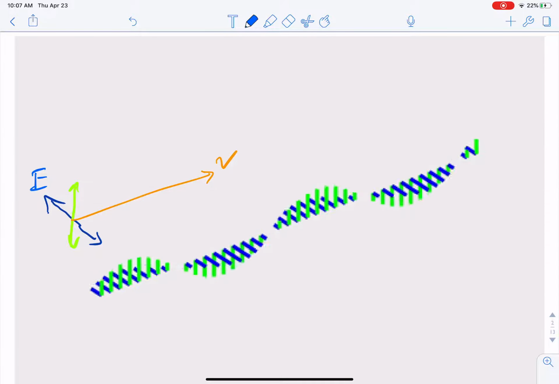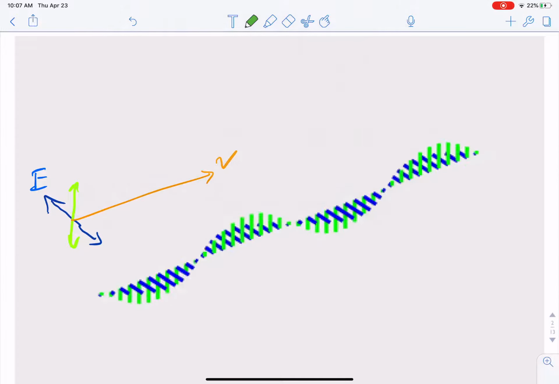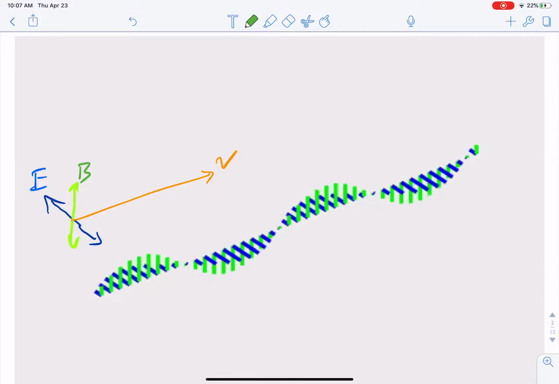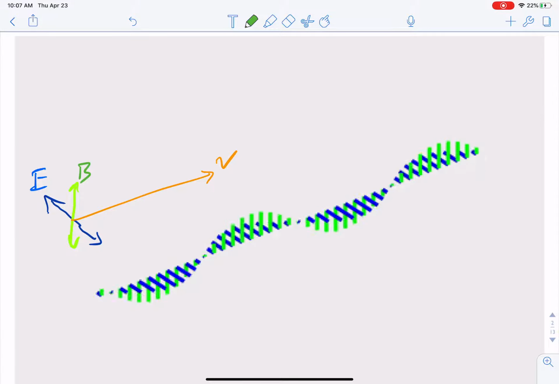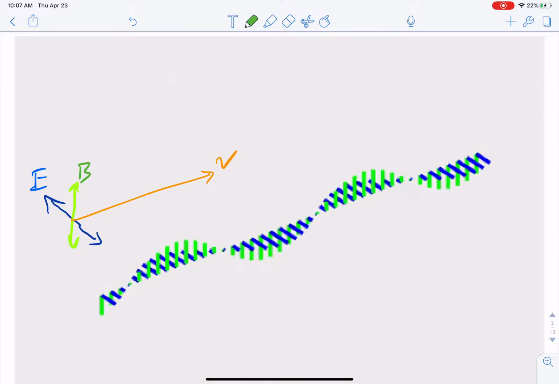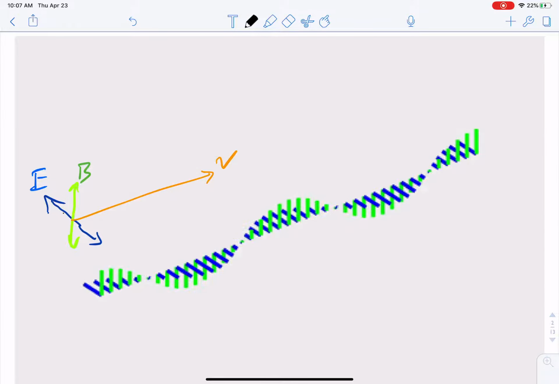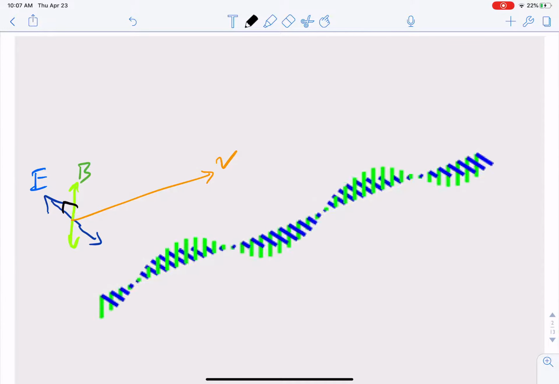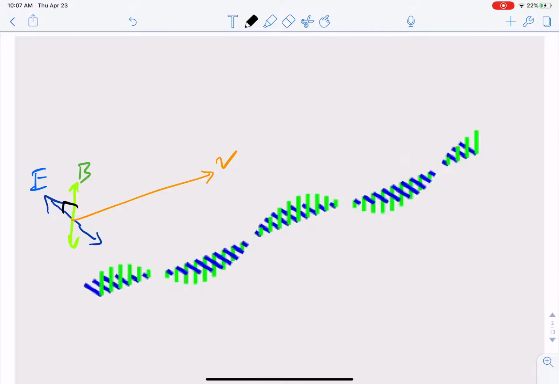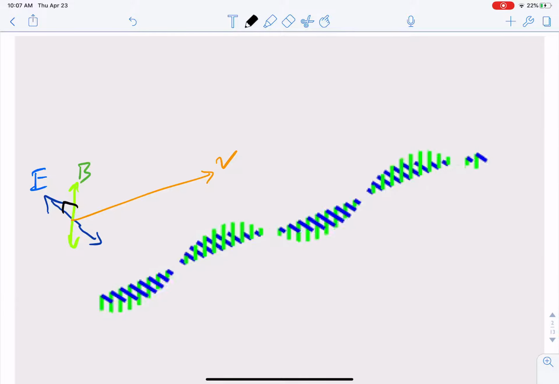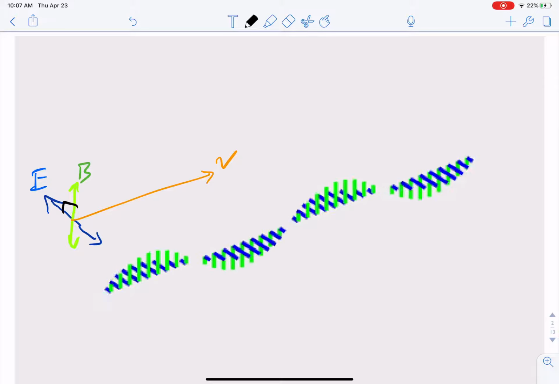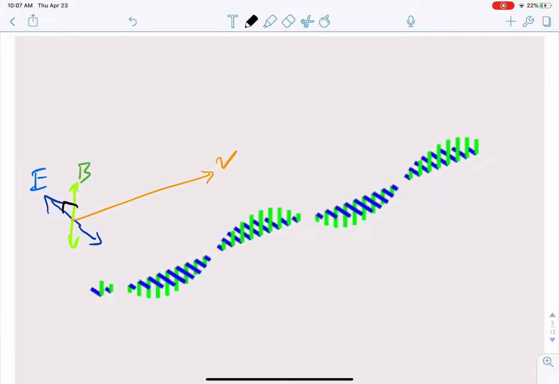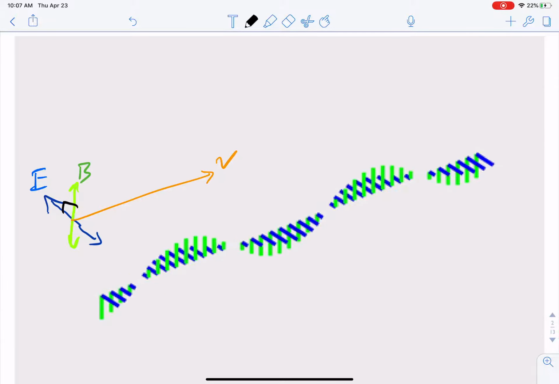So electric field, magnetic field, and the wave propagates perpendicular to both of them. This is characteristic of electromagnetic waves. The fields are perpendicular to each other, and the velocity is perpendicular to those two. Okay, so this is a sinusoidal wave, which is a common type.